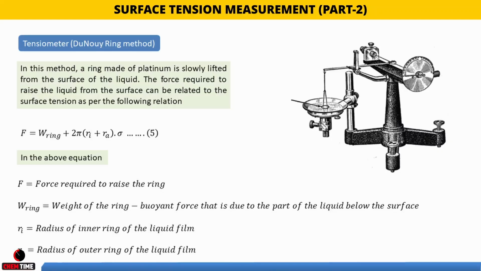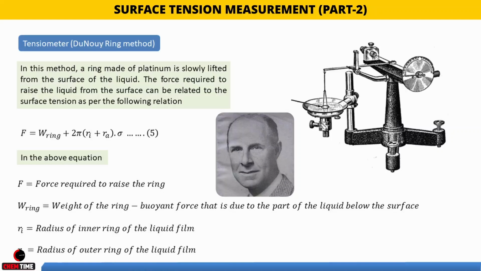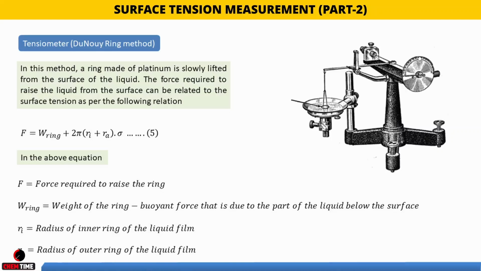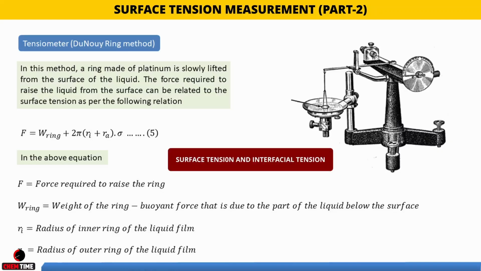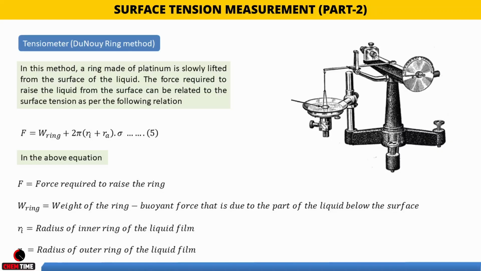This is devised by Du Noüy and it uses a platinum ring. That is why this particular method is also known as Du Noüy ring method. And this method can be used for measurement of surface tension as well as the interfacial tension. Surface tension exists between the surface of the liquid and air. Interfacial tension exists between two surfaces of two immiscible liquids.